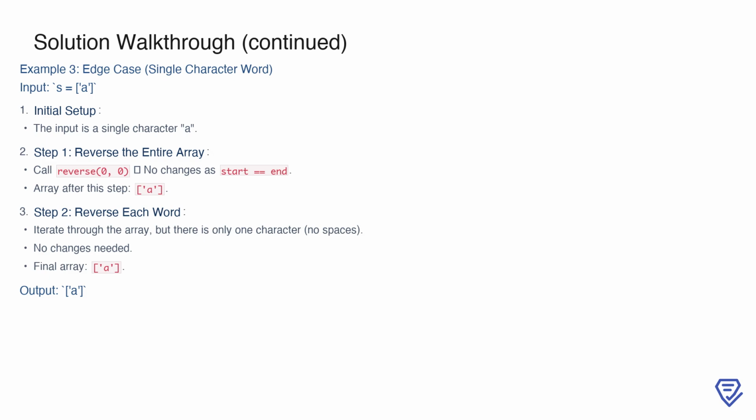The array remains A. Next, we attempt to reverse each word in the array, but since there are no spaces and only one character, no further changes are needed. The array remains A, which is also our final output. This example demonstrates that the algorithm handles single character inputs gracefully without unnecessary operations.